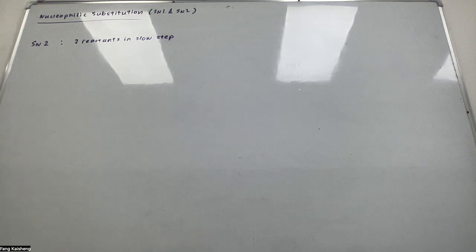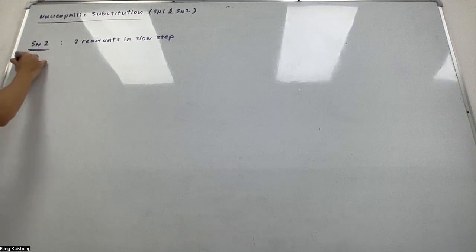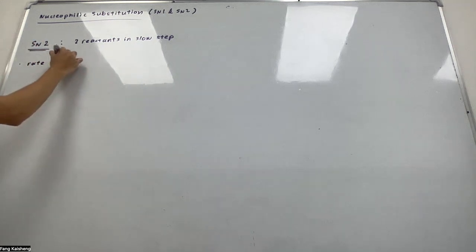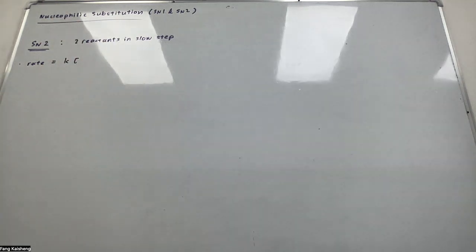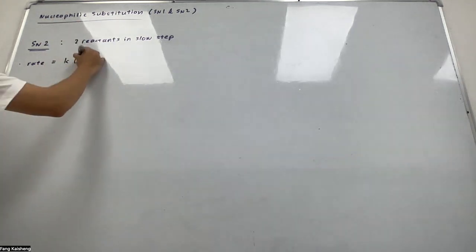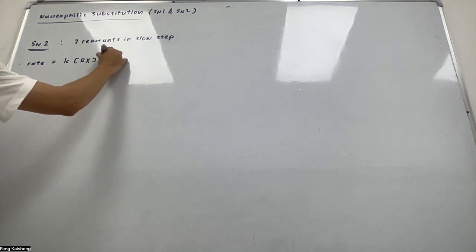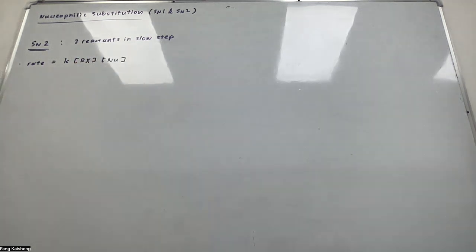Why I have to tell you all this is because a lot of people see the word 2 and think it's a 2-step reaction. That's not correct. We'll get to that later. But when you have 2 reactants in the slow step, the rate equation will consist of 2 items, and both of them are first order. That's why overall it is second order. You have a halogenoalkane and you must have a nucleophile reacting with it. Nu for nucleophile.